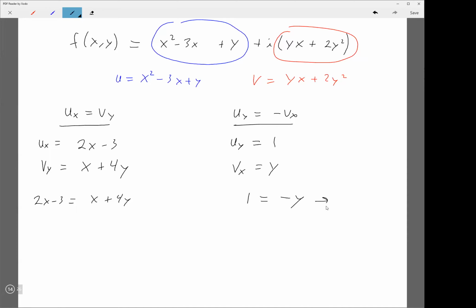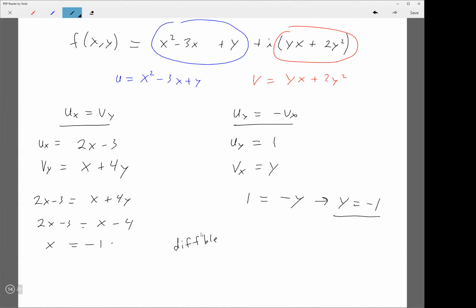This one is just saying y has to be negative 1. Okay, so you need both of these equations to be satisfied. So already y has to be negative 1. So let's put a negative 1 into here. That's x minus 4, right? And then this x can come over here, and this 3 comes over here. So that's negative 1.